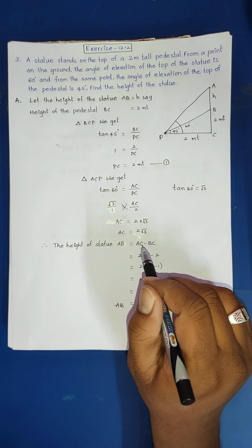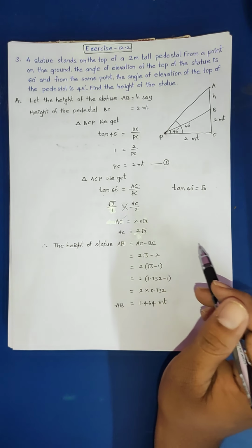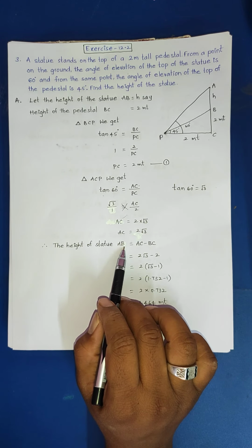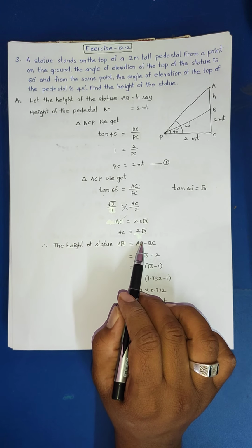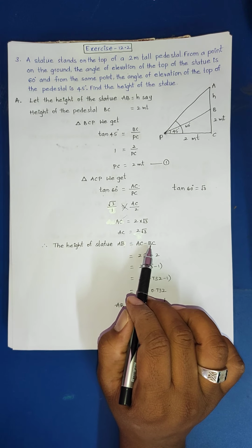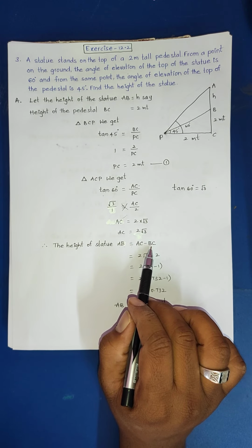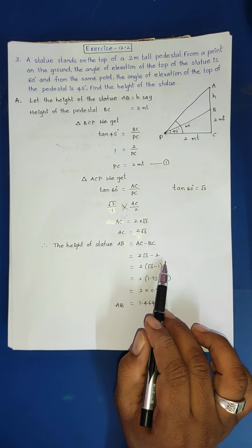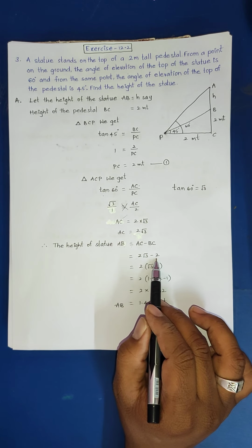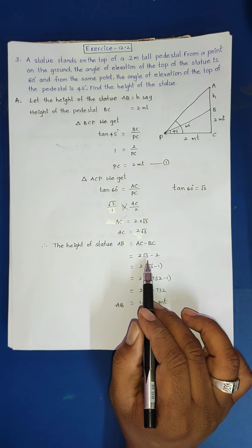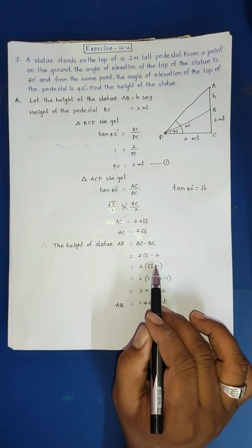This AC means the height of the statue including the pedestal. Now the height of the statue AB is equal to AC, this is the total height, pedestal height plus statue height, minus BC, which means the pedestal height. We are subtracting total height minus pedestal height. 2√3 minus 2. This is the first term, this is the second term. In both terms 2 is the same common factor. So we are taking 2 common outside. Now remaining is √3 minus 1.